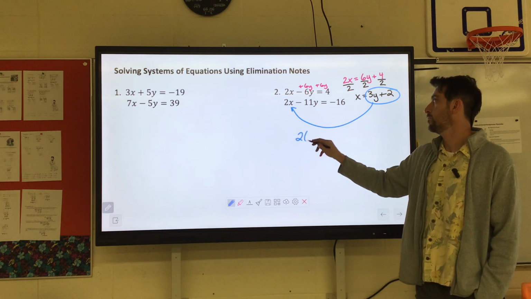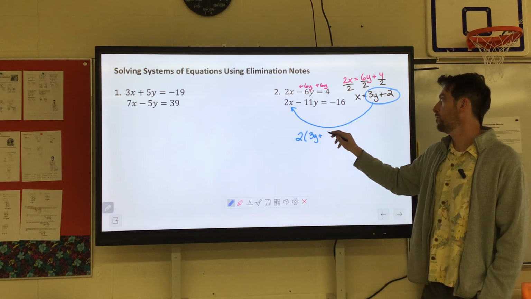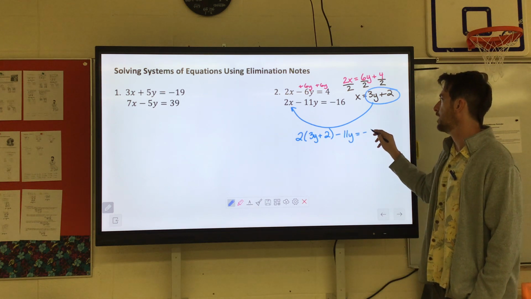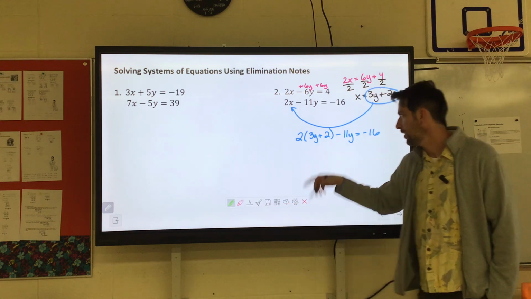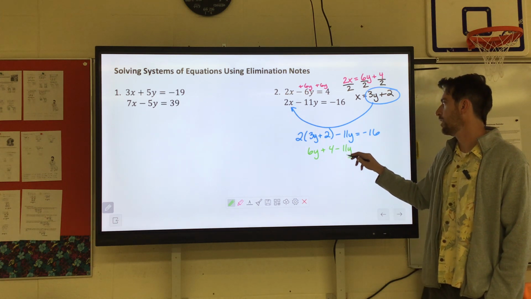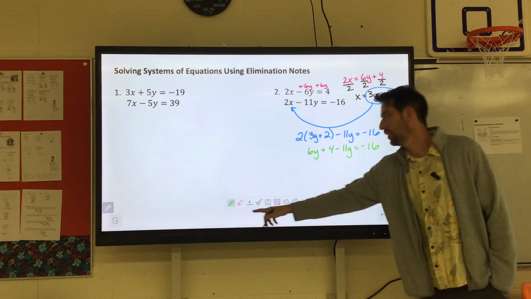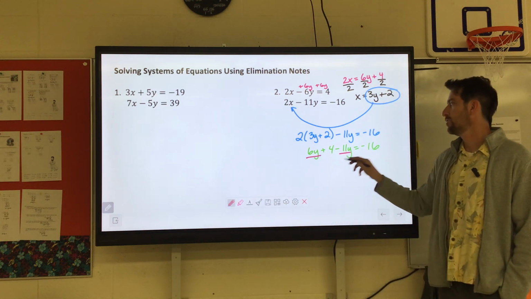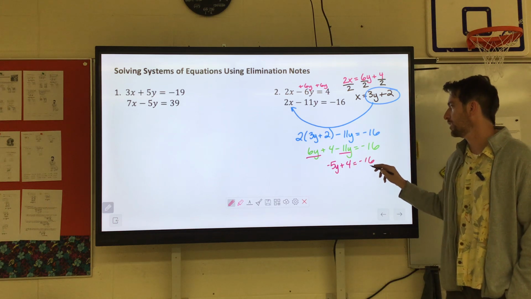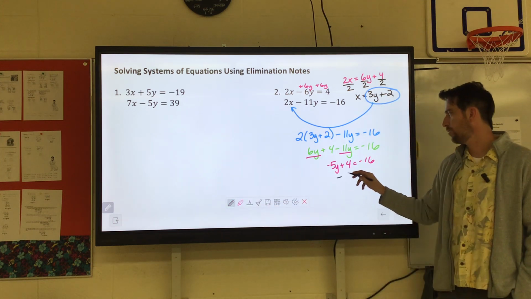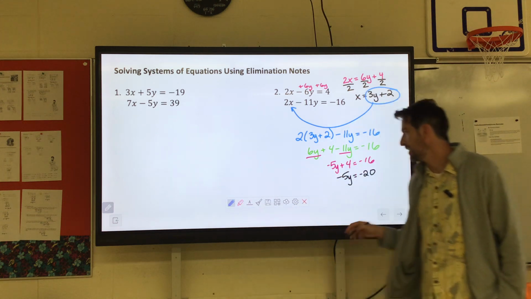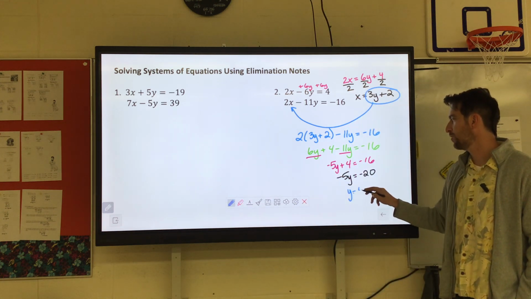It'd be 2 times 3y plus 2 minus 11y equals negative 16. You distribute. We get 6y plus 4 minus 11y equals negative 16. You combine your like terms. That gives us negative 5y plus 4 equals negative 16. We subtract the 4: negative 5y equals negative 20. We divide by negative 5: y equals 4.